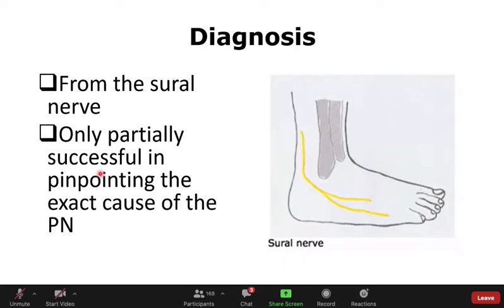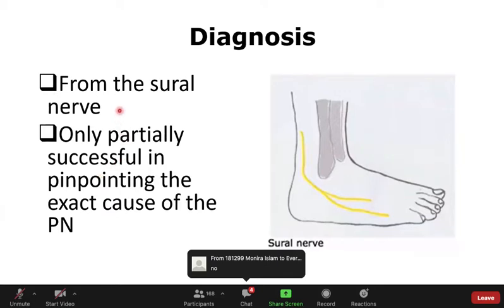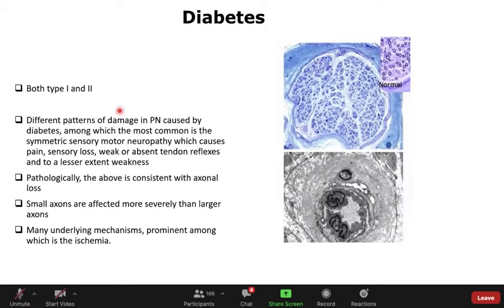All right, so we are going to look at some of the ones that give specific findings, such as diabetes, such as vasculitis, and finally, definitely, GBS, Guillain-Barré syndrome, that should be looked at because of its importance as a medical emergency that needs to be promptly diagnosed and managed. All right, so starting with diabetes.